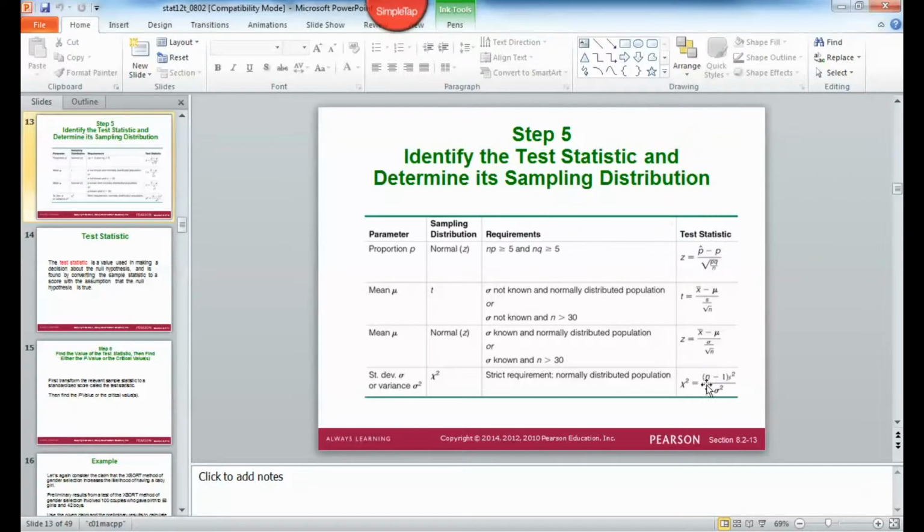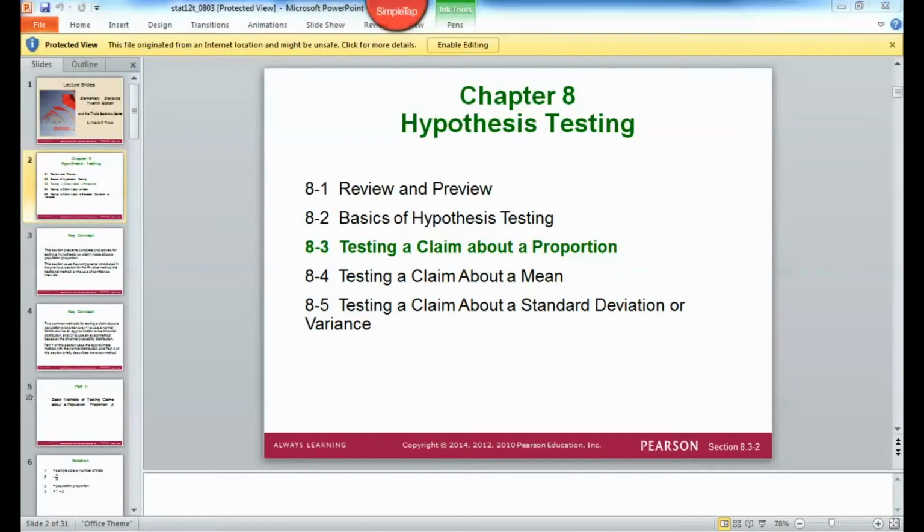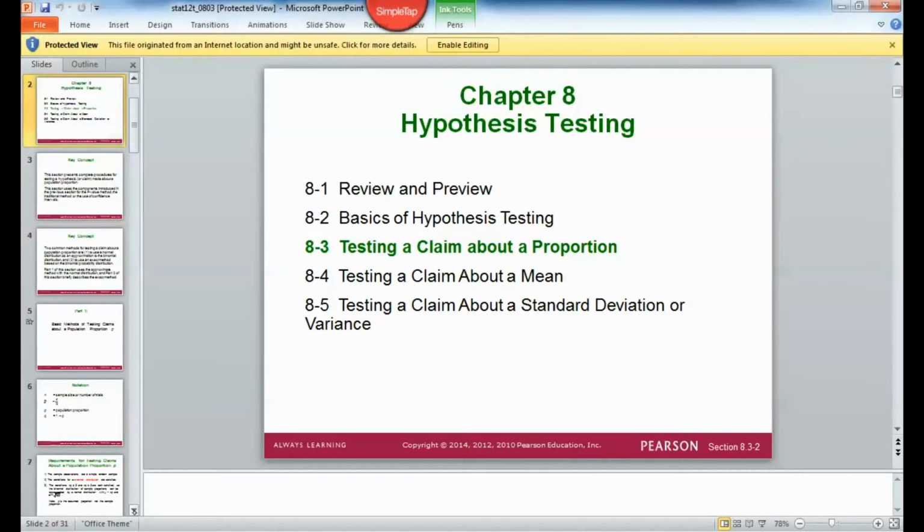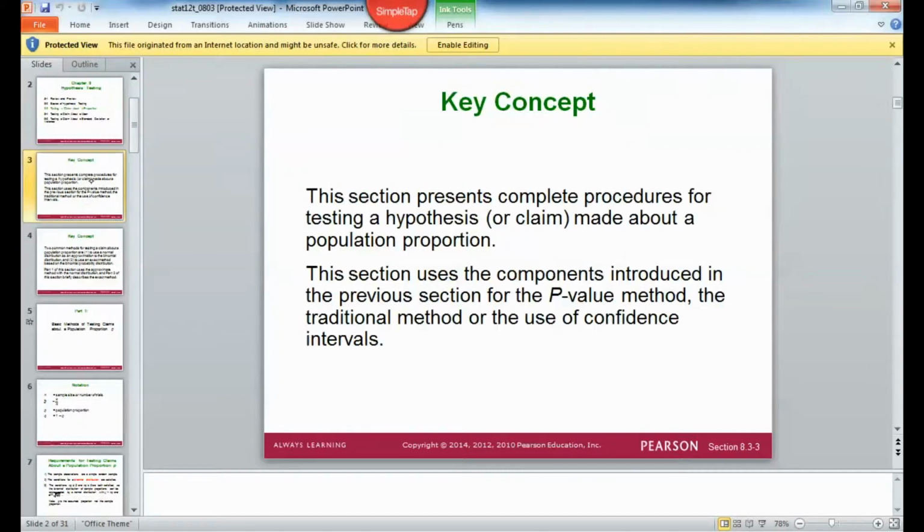So it really depends on what we're talking about, whether it's a proportion, a mean where you know the population standard deviation or not, or if you're talking about a standard deviation or variance with your test statistic. And so it's very important that you understand 8.2 before you can learn how to use these test statistics. But once you have a good grasp on 8.2, then you should be good to go for the rest of these sections. So I'm going to read through some of these slides and put my input in as I go over them.